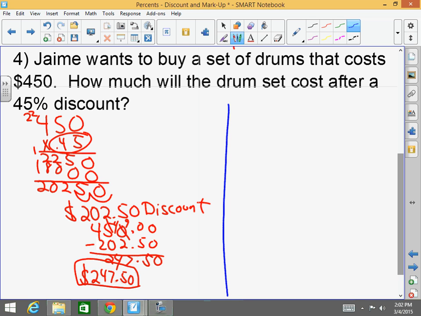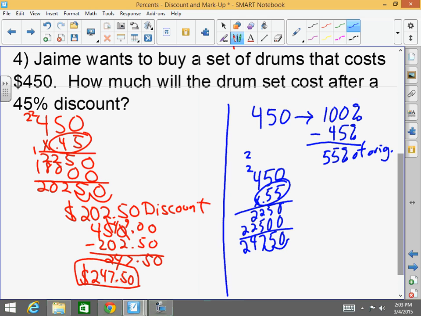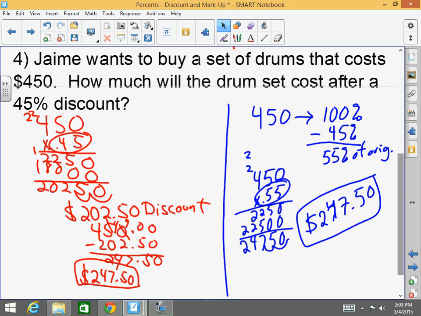Now, let's look at method 2. $450 is 100% of the cost. But I'm going to take away 45% of that cost because of the discount. So I'm going to end up paying 55% of the original. So $450 times 0.55. 5 times 5 is 25, that's 20 plus 2 is 22. Skip a space, 25, carry the 2, that's 22. So that is 0, 5, 7, 4, 2. 2 decimal places, 1, 2. $247.50. As you can see, method 2 is a lot quicker. But again, I repeat, I don't care which method you use, just as long as you learn.